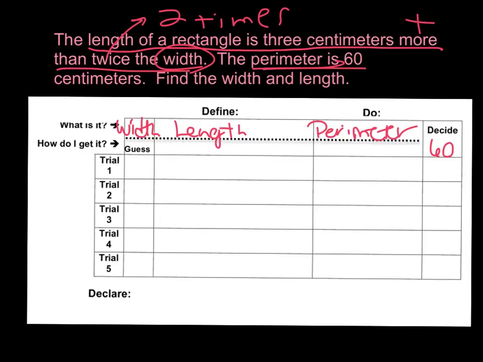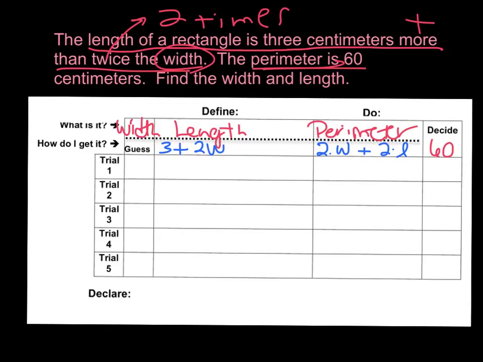it tells me that the length is 3 more than twice the width, so 3 plus 2 times the width. And for perimeter, I'm going to add the width twice, so 2 times the width, plus I'm going to add the length twice, plus 2 times the length. Because remember, there's like a top and a bottom, and a left and a right. All right, so let's just start.